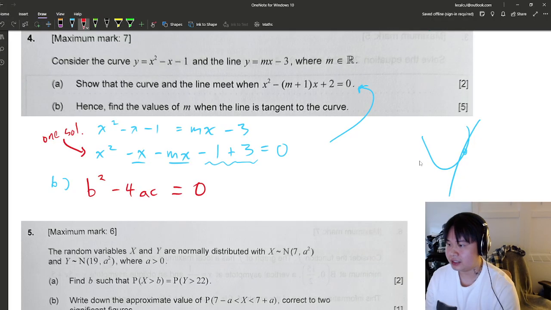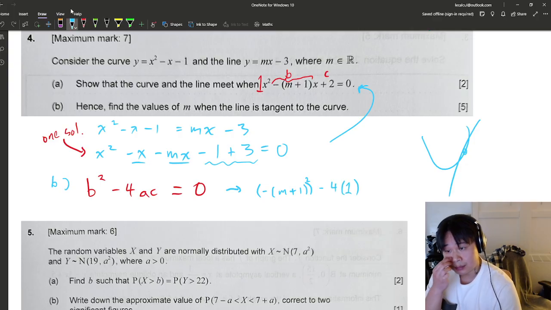Okay, what's your a, b, and c? A is 1. Here's your b. Careful with the negative. And then there's your c. Okay, so I'm just going to do that. So b squared, negative m plus 1 squared, minus 4 times a times c.